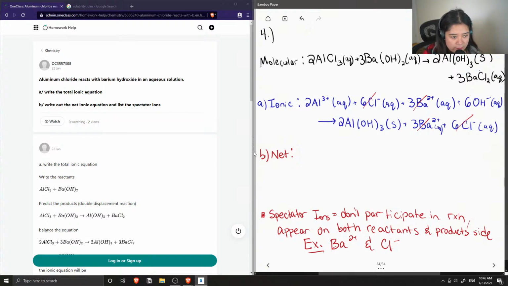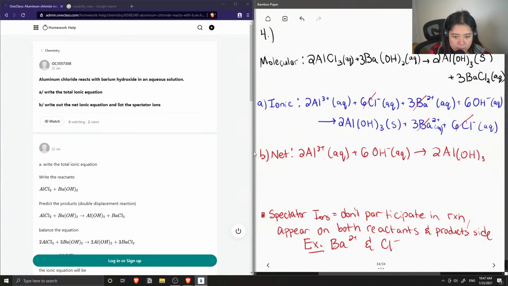So now let's write out our net ionic equation that doesn't include the spectator ions. And you end up getting 2 aluminum 3 plus plus 6 OH minus produces 2 aluminum hydroxide, solid. Okay, so now we have our net ionic equation.